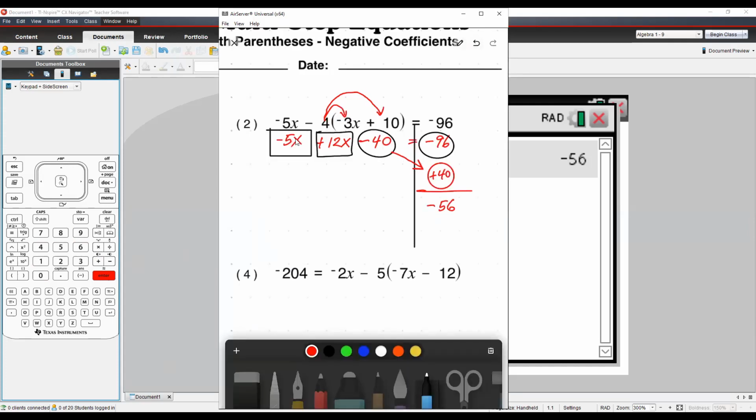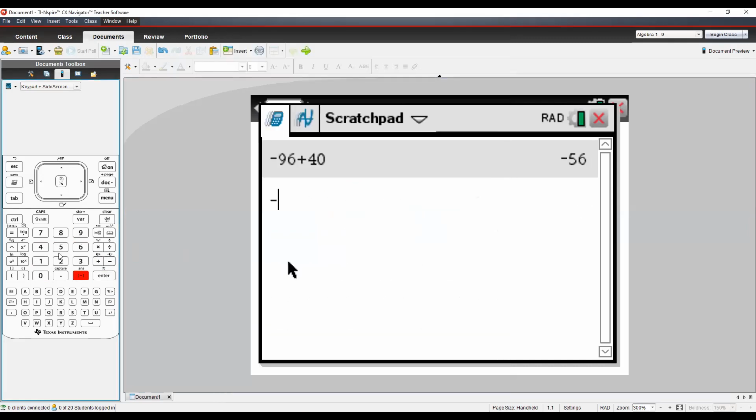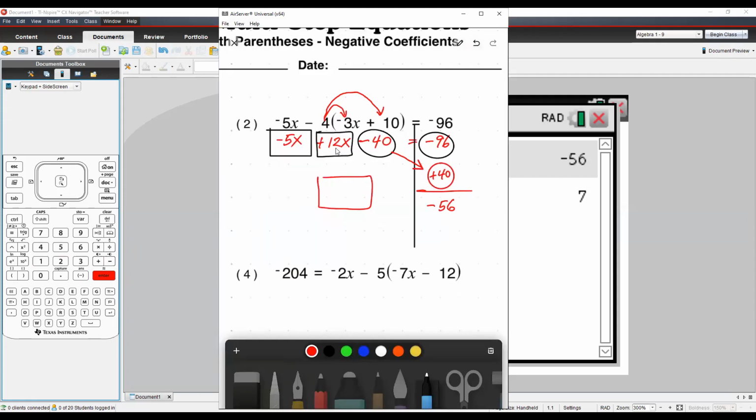Now, on this side, we have two boxes. I'm gonna make one box. And it's just gonna be -5 plus 12. So if I do -5 plus 12, that's 7. So -5x plus 12x, I get a positive 7x. Now, last thing, I'll put this in a circle.